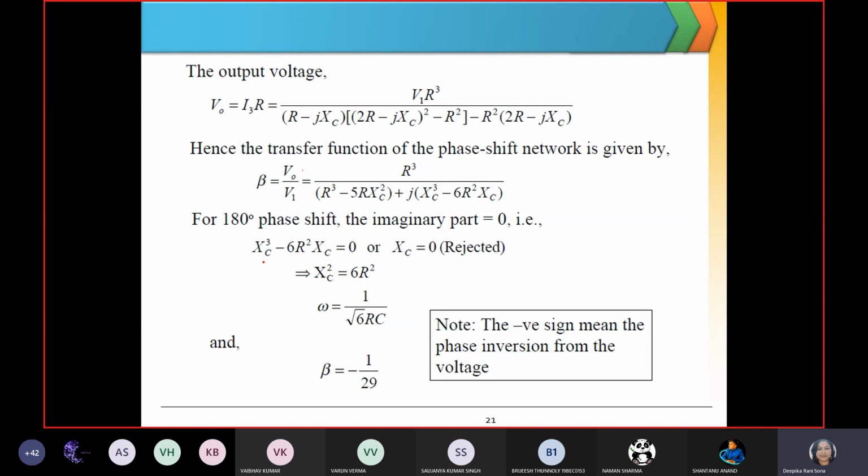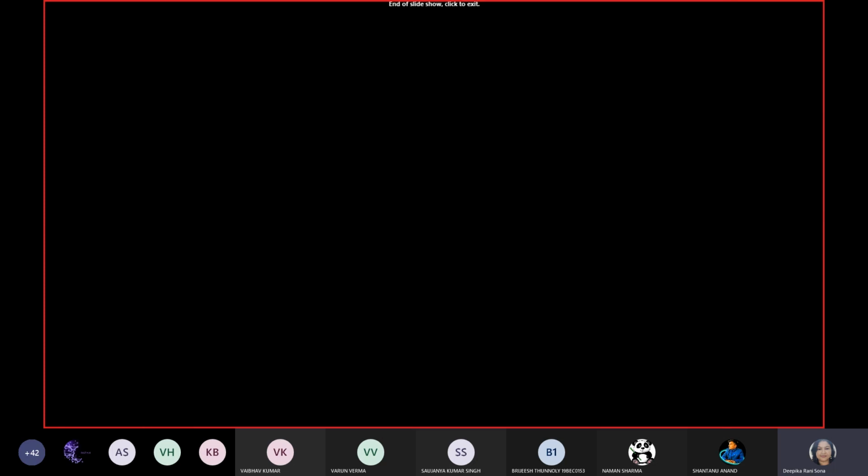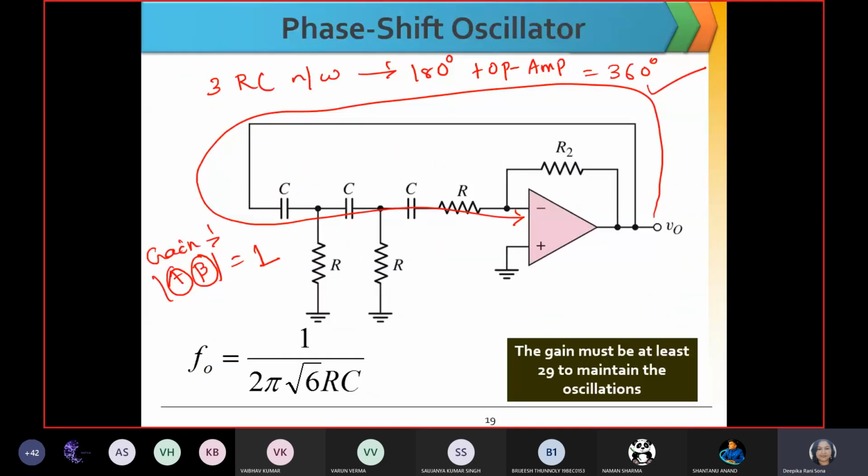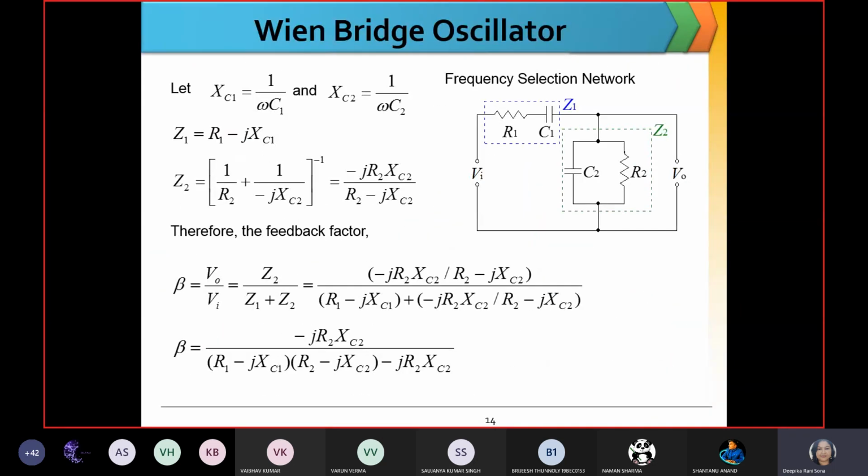So if we solve the real part and imaginary part, what are we getting? Omega value is nothing but 1 by square root of 6 RC. So how do we get beta equal to 1 by 29? I'll show you later, in this part. I hope you got a little bit of idea about that. Now I am going to elaborately show you this part.